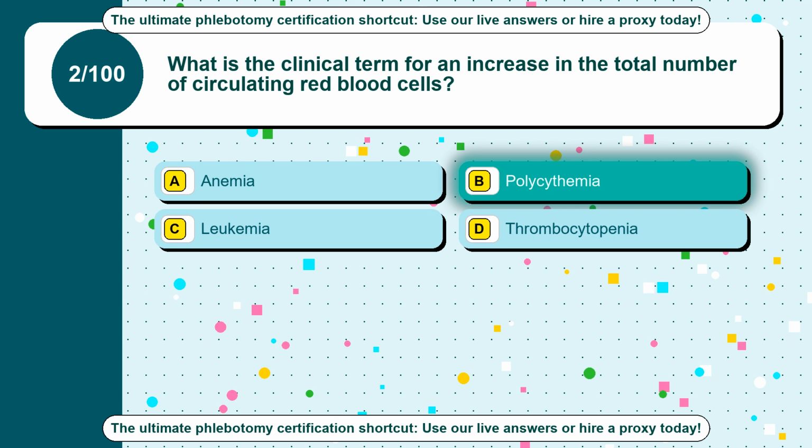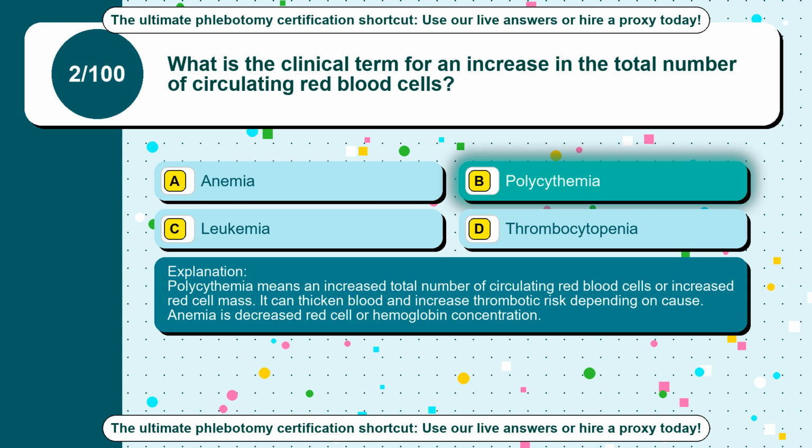Polycythemia. Polycythemia means an increased total number of circulating red blood cells or increased red cell mass. It can thicken blood and increase thrombotic risk depending on cause. Anemia is decreased red cell or hemoglobin concentration.